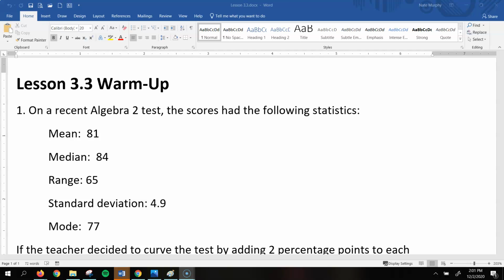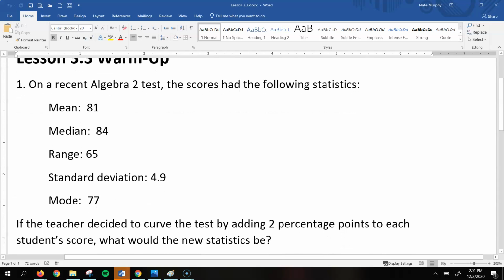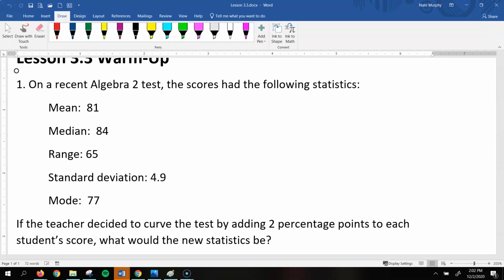For this one, it says on a recent Algebra 2 test, the scores had the following statistics. We have the mean, the median, the range, the standard deviation, and mode all listed here. If the teacher decided to curve the test by adding 2 percentage points to each student's score, what would the new statistics be? So remember from the video or the notes that anytime we add a number to everything in the data set, it's going to only affect our 3 M's, the mean, the median, and the mode. Whatever we add or subtract to that data set, the mean, the median, and mode, those are measures of center, so those are going to be affected by that value.